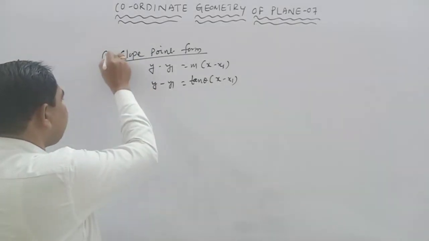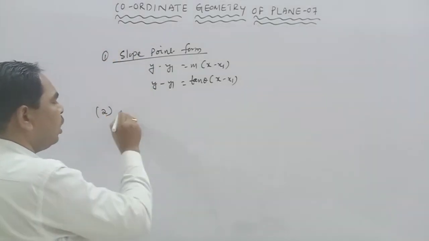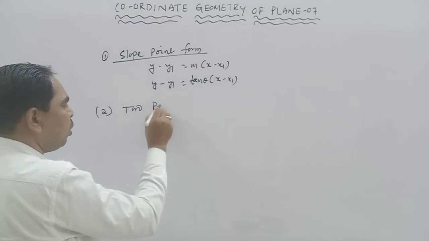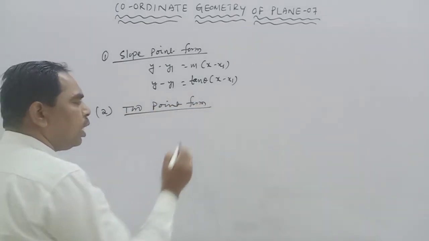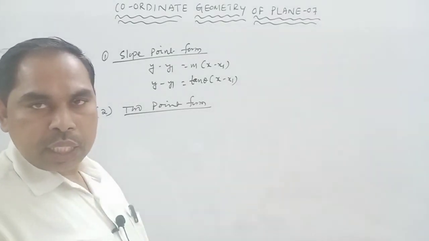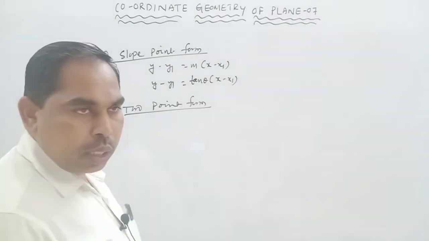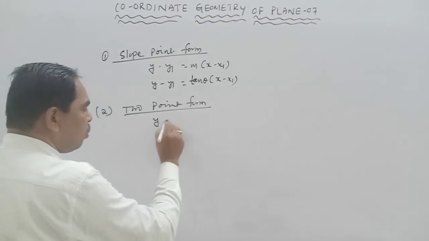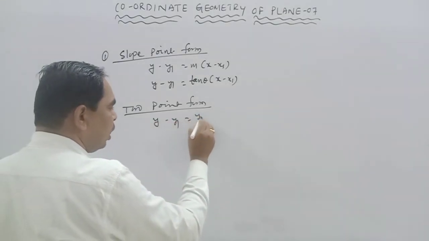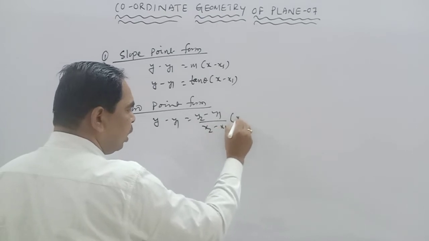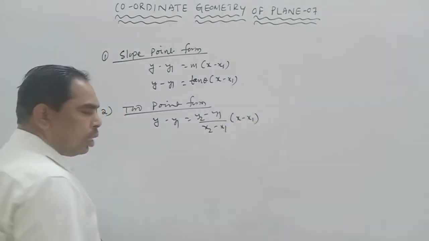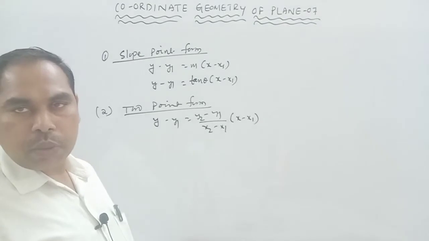Second one, two point form. The line passing through two points x1 comma y1 and x2 comma y2, then the equation of the line becomes y minus y1 is equal to y2 minus y1 divided by x2 minus x1 into x minus x1. This is the two point form.